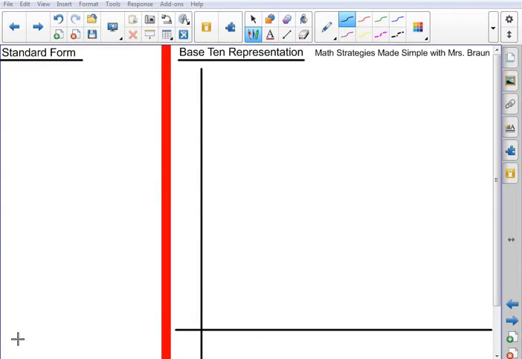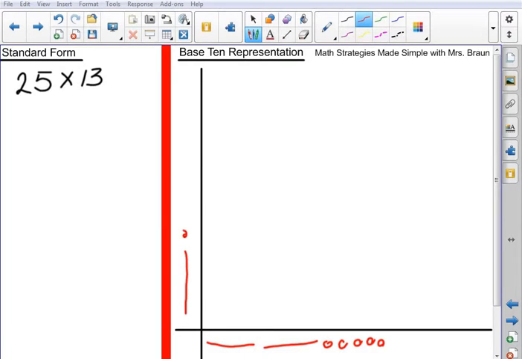Alright, let's get started. So, for example, if you have the problem 25 times 13, we're going to represent both of those numbers, both of those factors, on our area model here using base 10 representation. So when I'm looking at 25, I see that there's 2 10s and 5 1s. And then I'm going to look at 13, I see there's 1 10 and 3 1s.